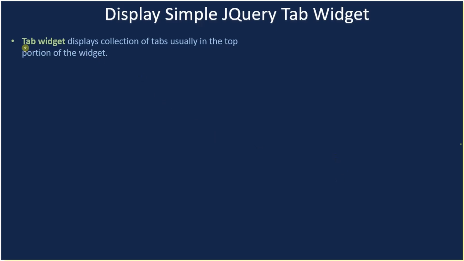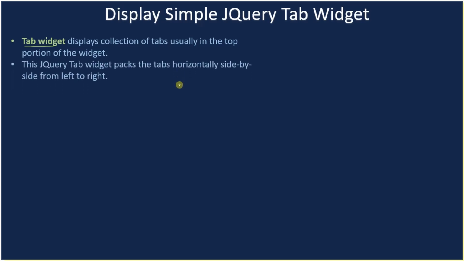So the widget name is the tab widget. The tab widget displays a collection of tabs, usually in the top portion of the widget. We know about tabs. A tab can have multiple pages, and the pages are denoted by tabs, which are usually displayed on the top side of the widget. This jQuery tab widget packs the tabs horizontally, side by side, from left to right.